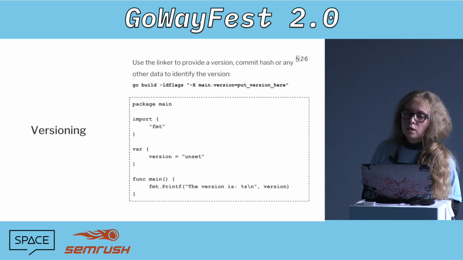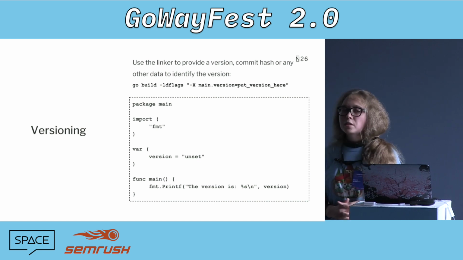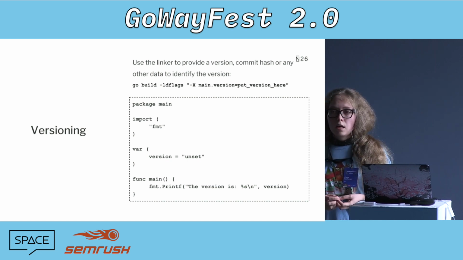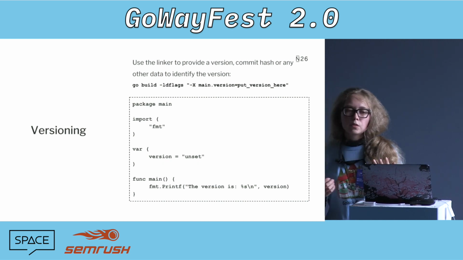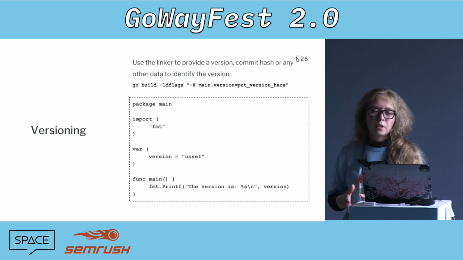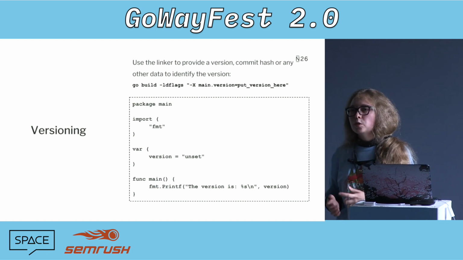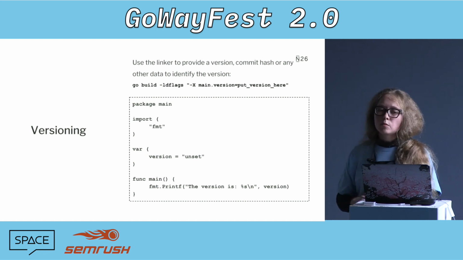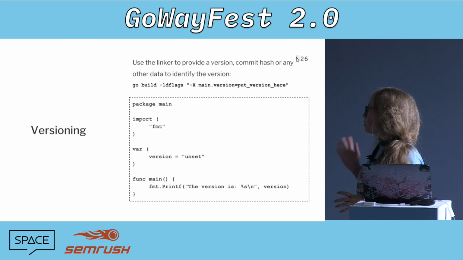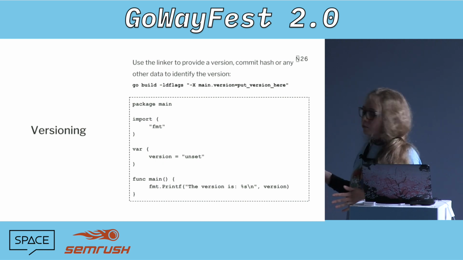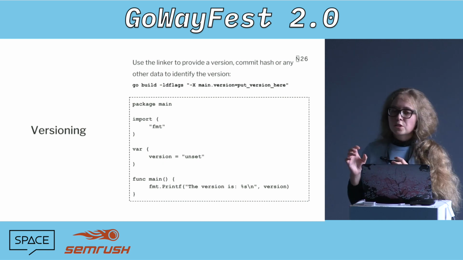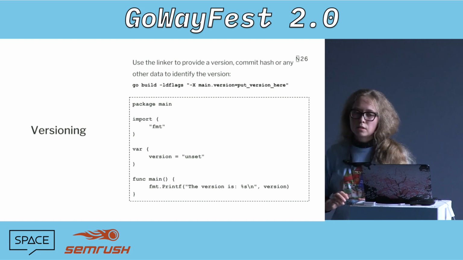Okay, let's go to other techniques, versioning. Sometimes it might be very important to provide some information about the application inside the binary. For example, what is the current version, or what was the hash of the commit that was made to prepare this particular binary, or maybe some person signed this binary and you need to keep his signature somewhere. And you can use the linker to provide this information. Again, there is a super simple example, a very small piece of code, and a way how you can set a special version during the compilation phase.